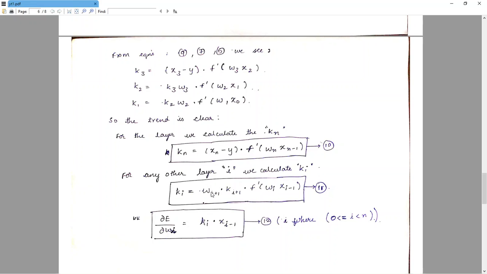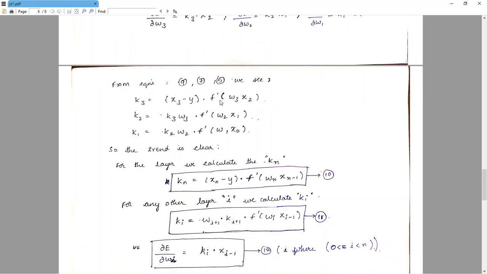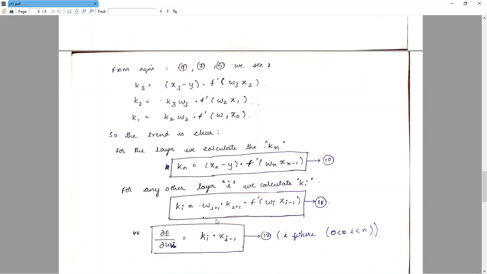For that, we can clearly see it is none other than k i plus 1. Suppose we need to calculate, let's say, k2. What should we do? K3 into W3 according to this formula, W3 into K3 into F dash of W2 into X1. The same thing, right? It works for K1 also.